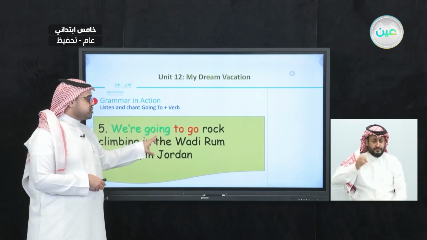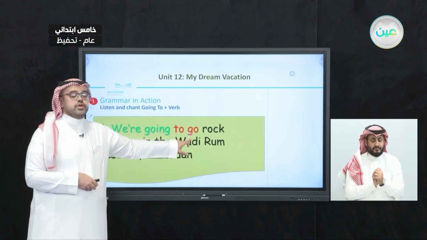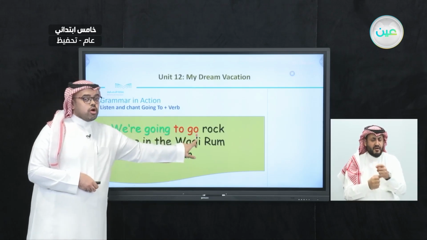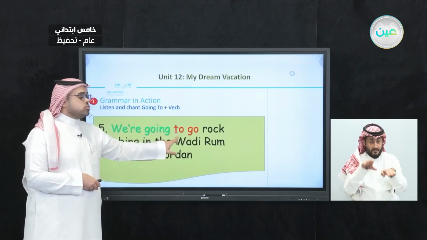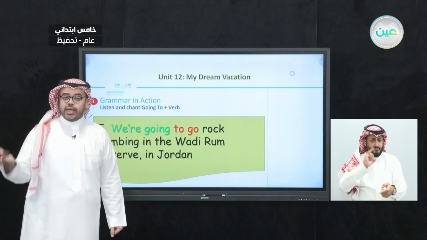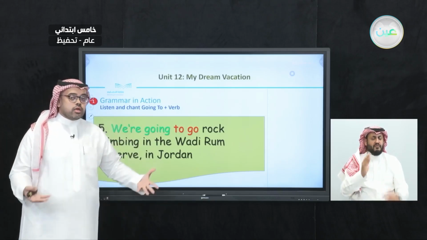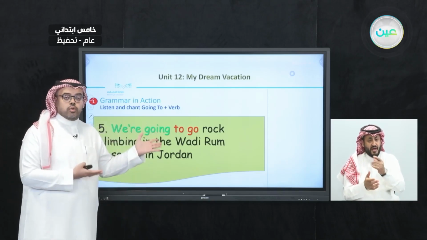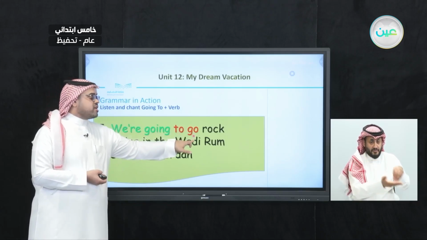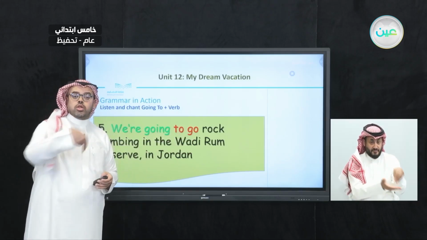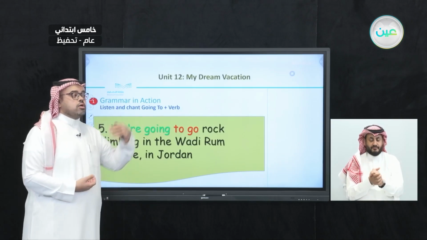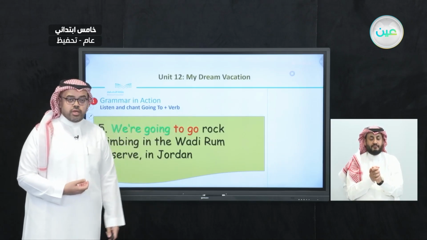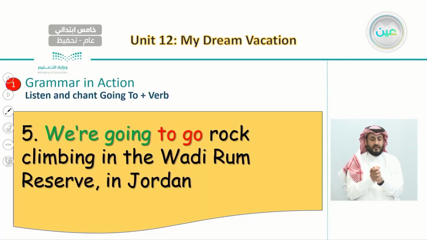So here, after going to, we use the verb go. So go here is not the same as go here. Going to here means to plan, that we are willing, that we want. But here go is the actual verb, that we will go by ourselves, me and you, we are going to that place. Now, let's listen to the sixth sentence.